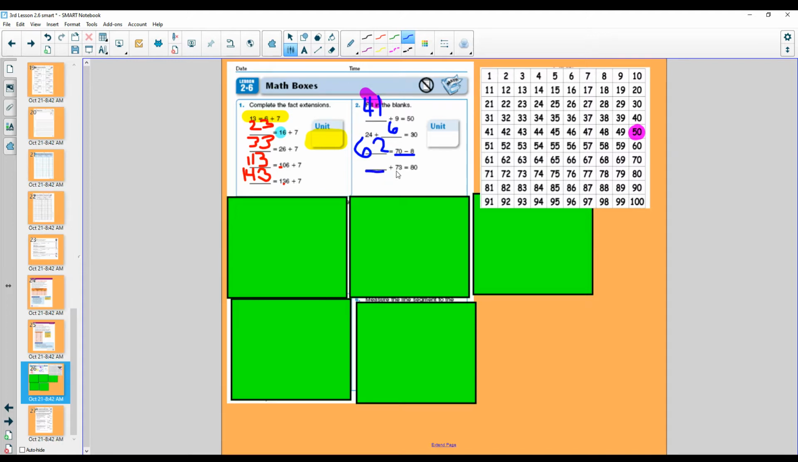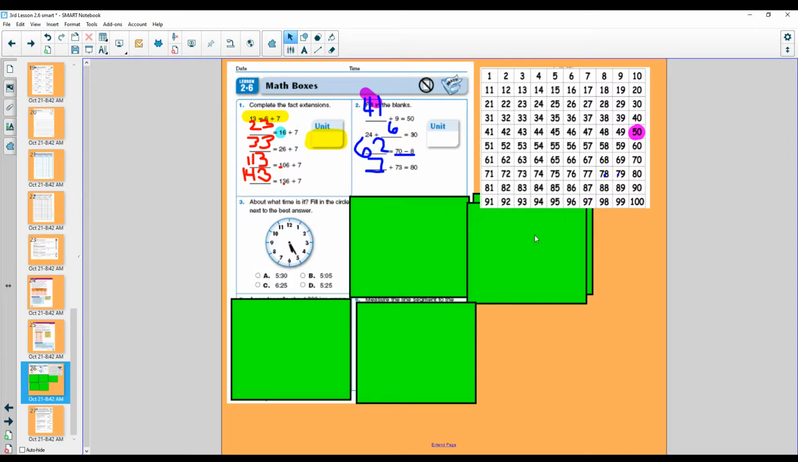Uh-oh, this one, you got to pay attention where the equal sign is. What number plus 73 equals 80? So we're at 73 and we want to get to 80. How many do you have to add? 1, 2, 3, 4, 5, 6, 7. You can even do that. 73, 74, 75, 76, 77, 78, 79, 80. I know I'm right. Always check your work.